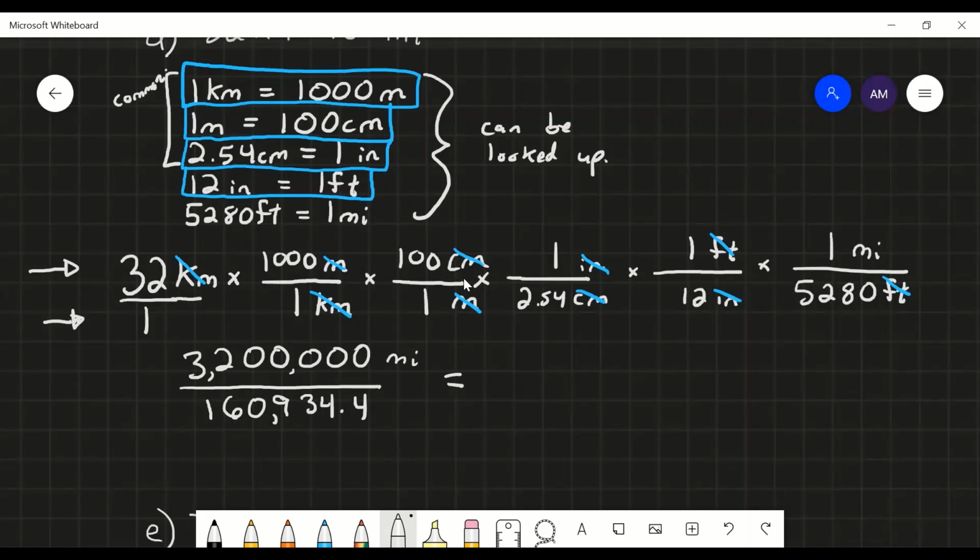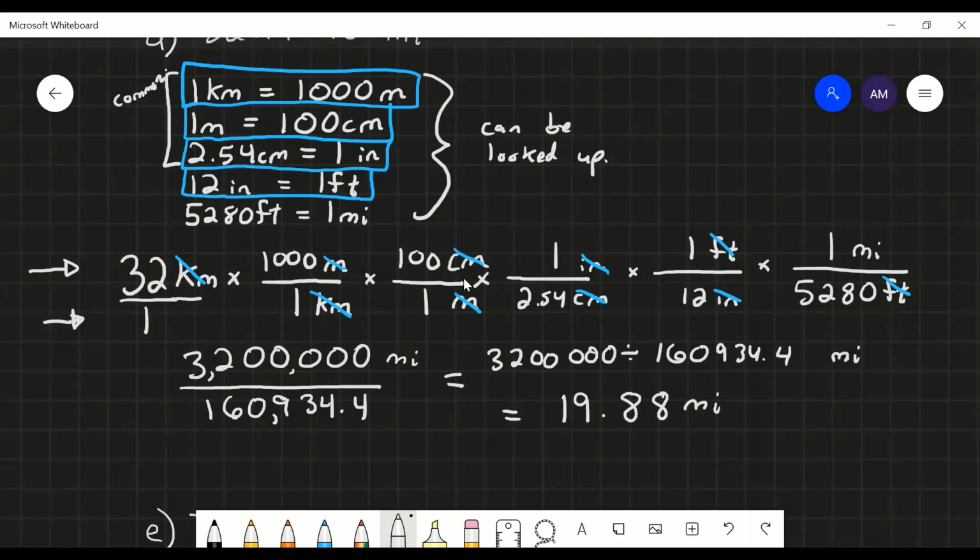Now all we have to do is divide the top number, 3,200,000, divided by 160,934.4, and that will give us our miles. So 3,200,000 divided by 160,934.4. We're getting about 19.88 miles.